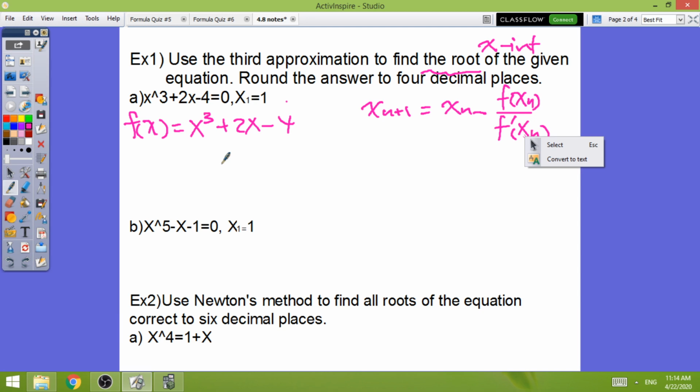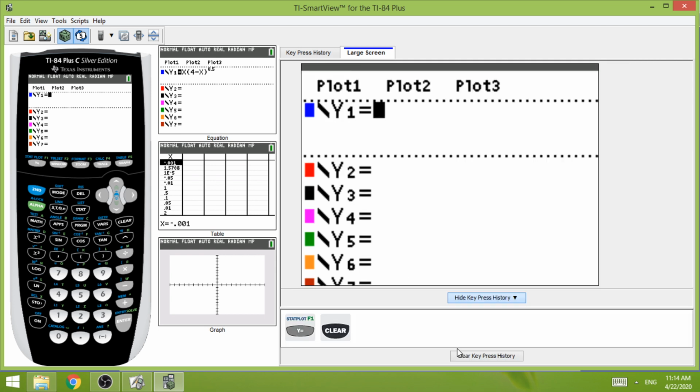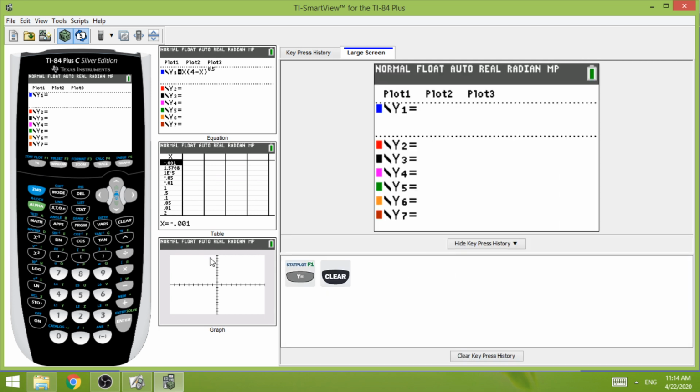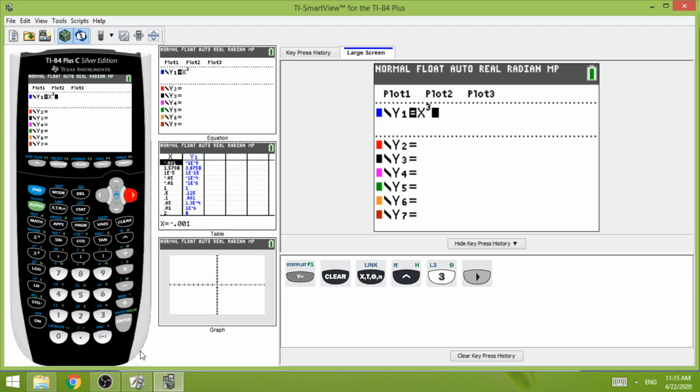Okay, so now, I'm sure that you don't want to do this manually, so you want to put it into the calculator. So let's put it into the calculator and see what happens. So let's see, graphing calculator. So go to y equal. So x to the power of 3 plus 2x minus 4.